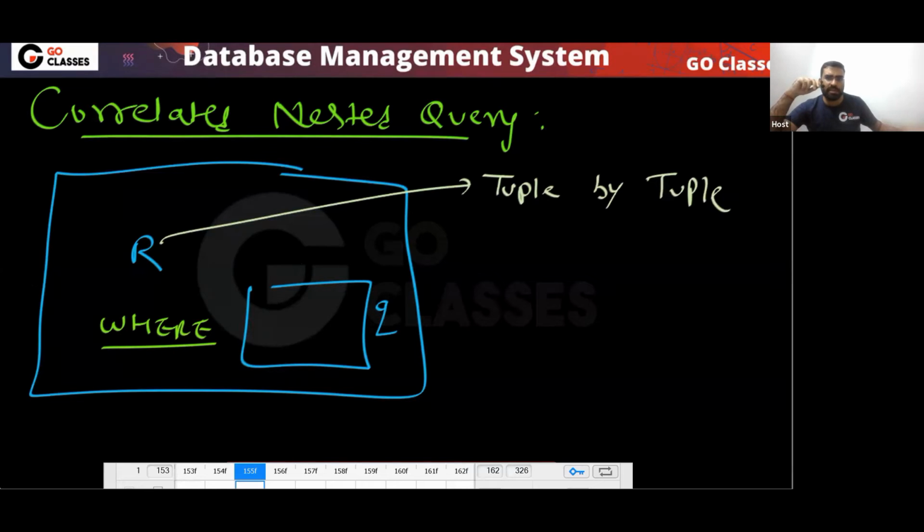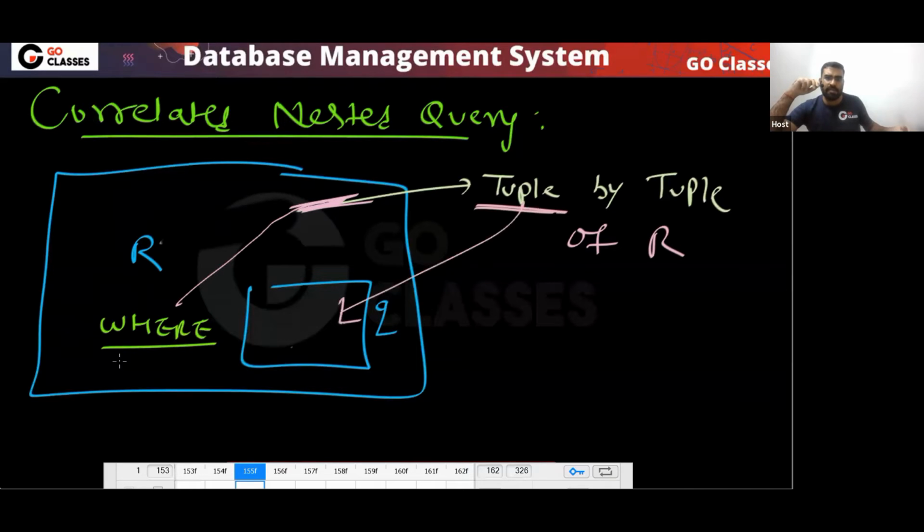Who will take actually? I can say this where will take tuple by tuple of R. And what you do? You send it here. Okay. You compute.